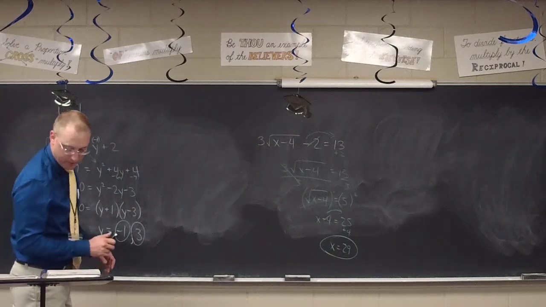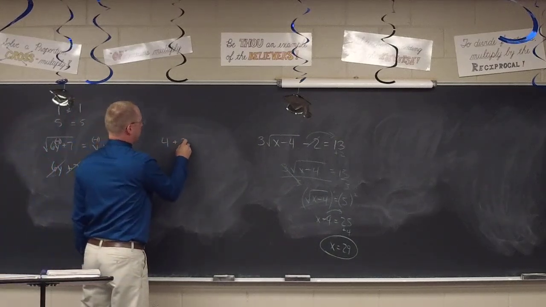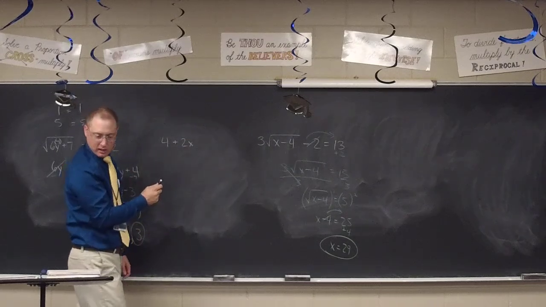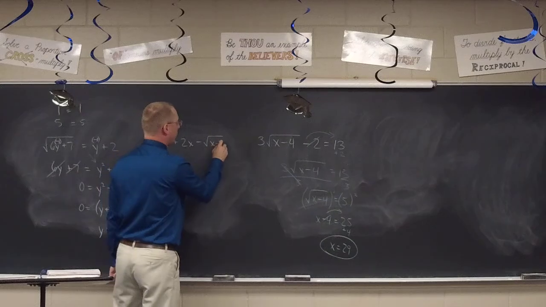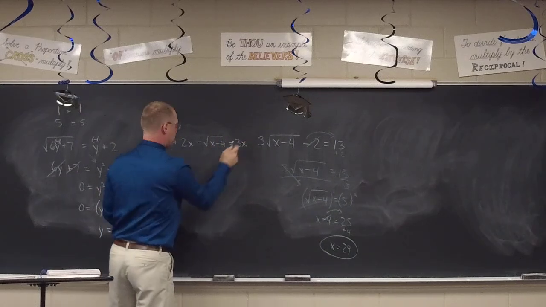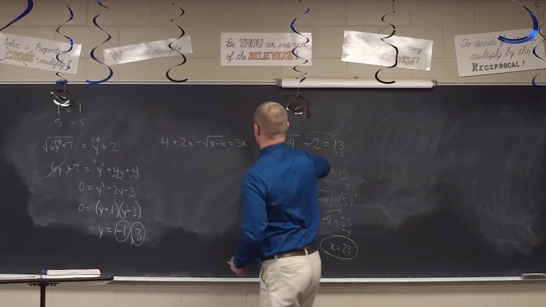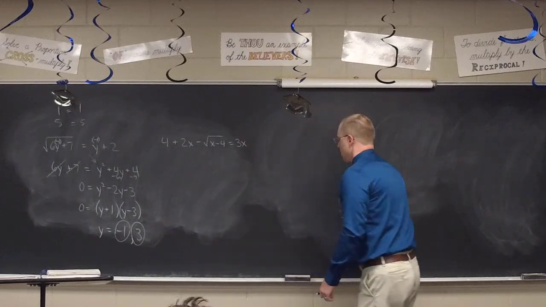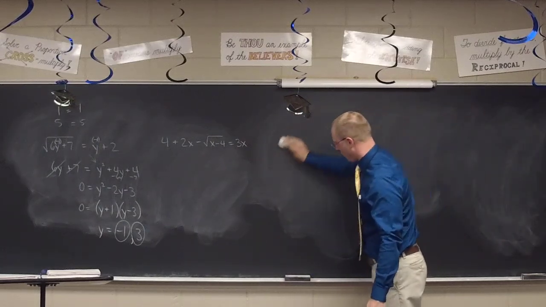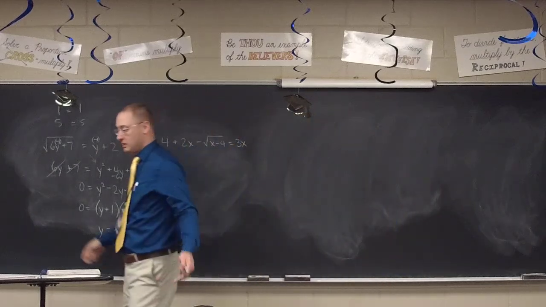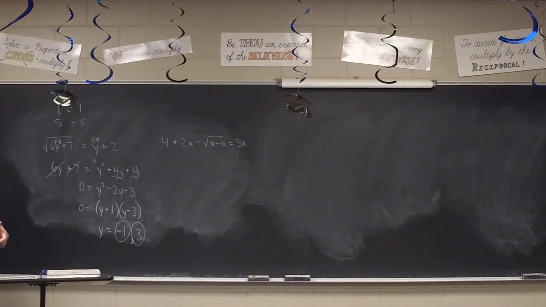Number 21, copy that one down if you would. 4 plus 2x minus the square root of x minus 4, all equal to 3x. This time we're going to have to do the whole process because our normal first step, class, is isolate the radical.